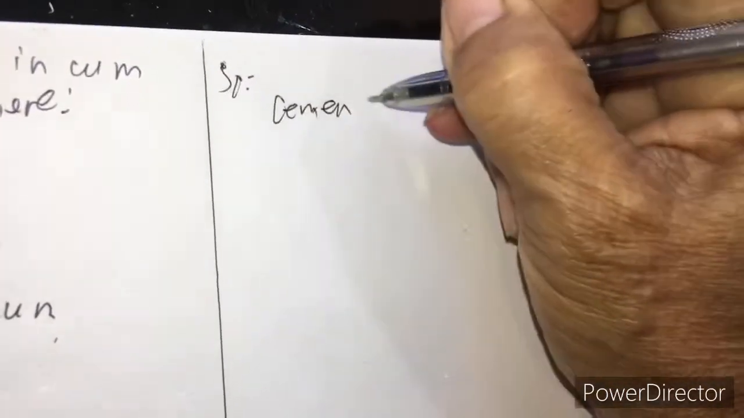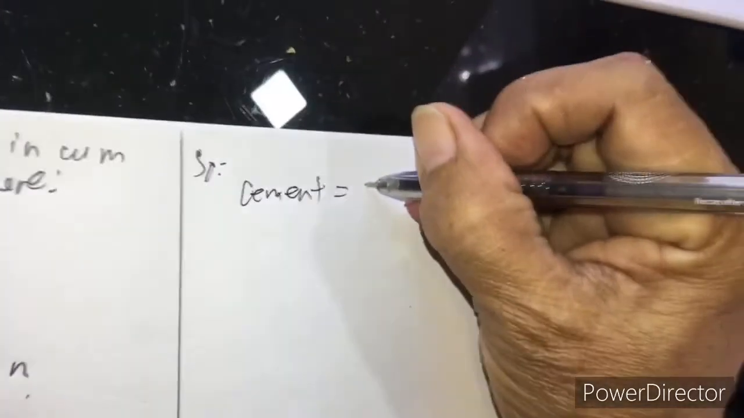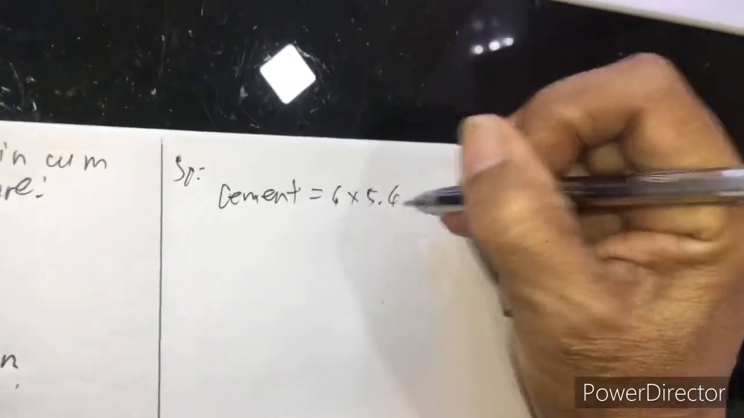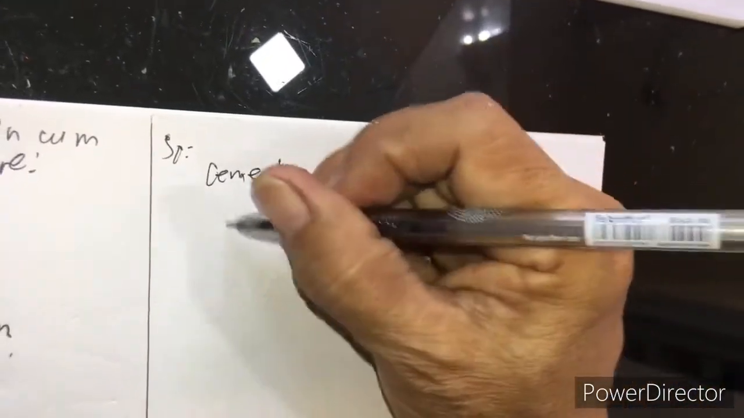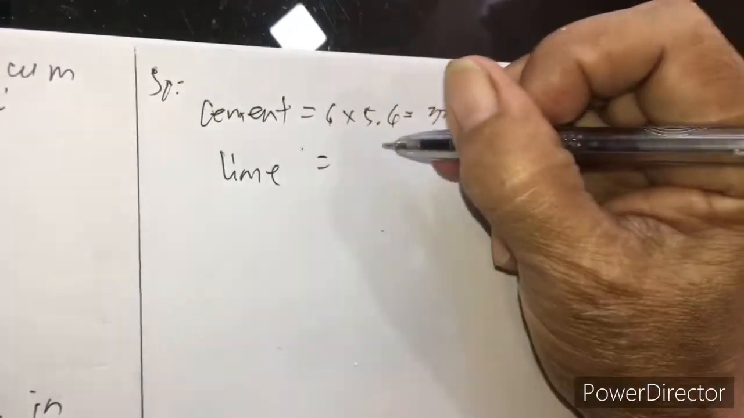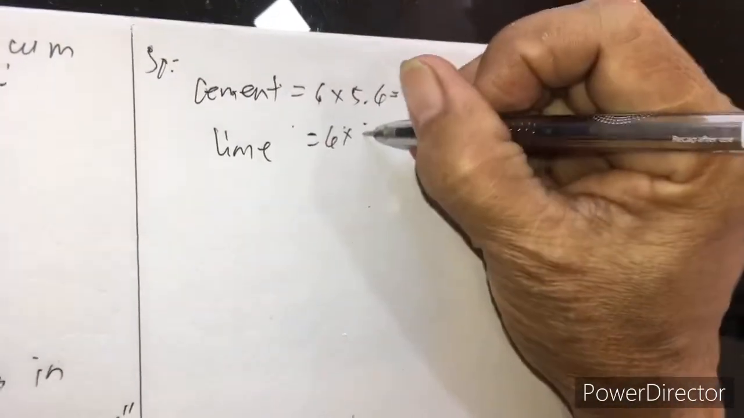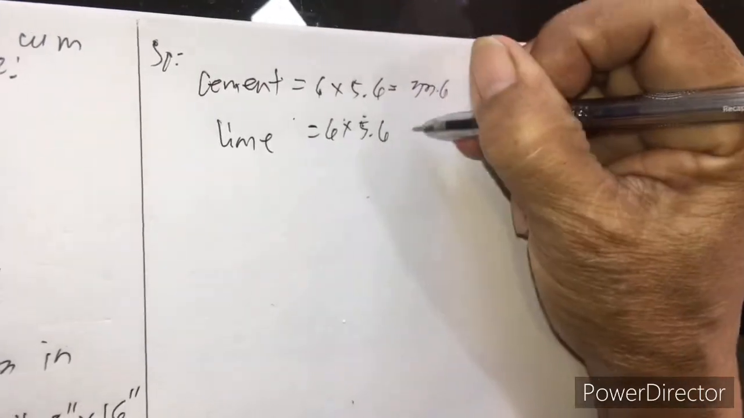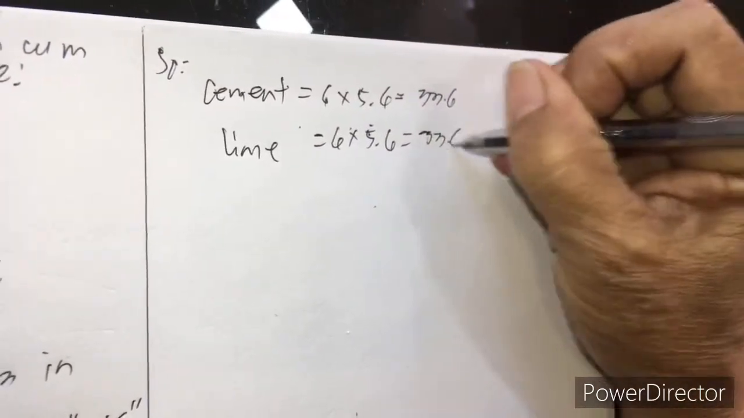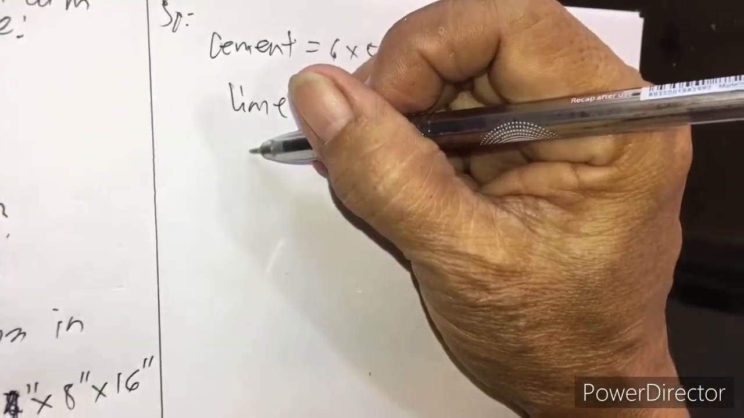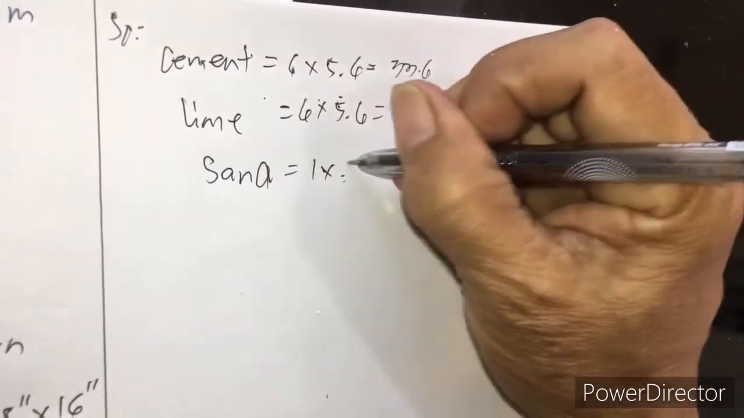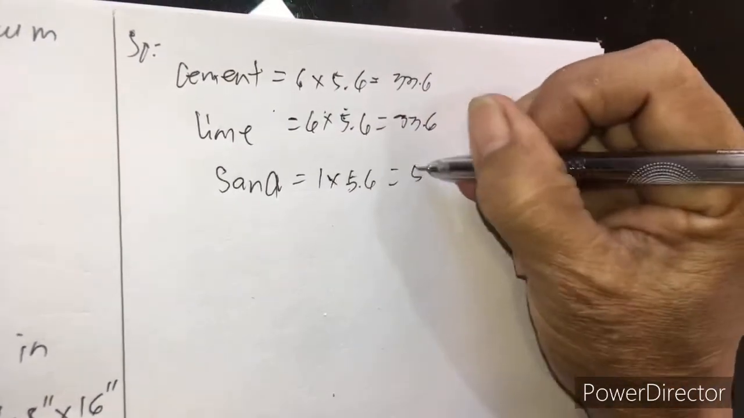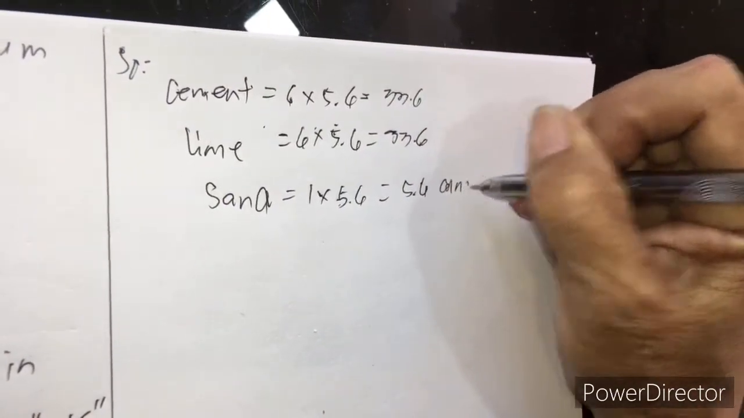So cement equals 6 times 5.6 equals 33.6 bags, and the lime equals 6, the factor, times 5.6, also 33.6, and sand equals 1 times 5.6 equals 5.6 cubic meter. This is bags.